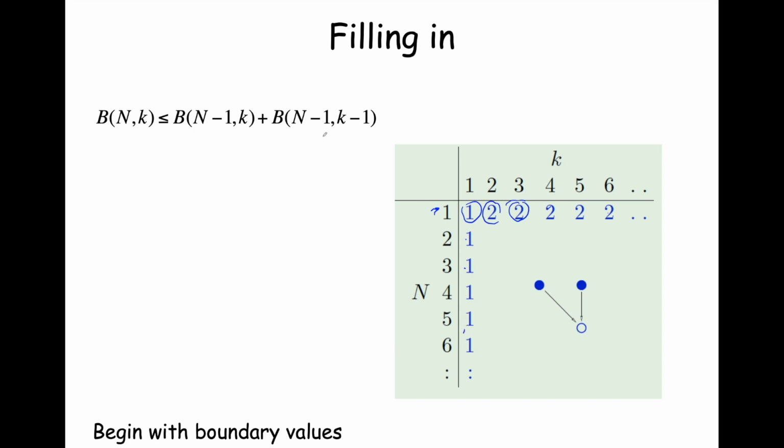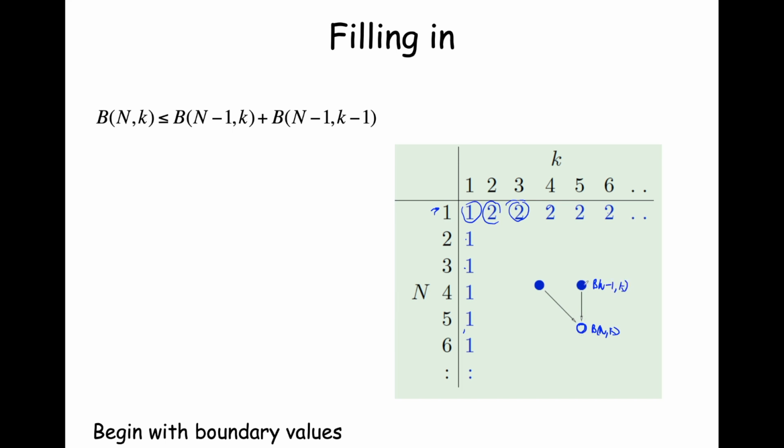Now if we look at this recursion, the b of n minus 1 and k, well, if we look at the position of n, for a particular value of n and k, if we go up in the rows, that's n minus 1, and if we stay in the same column, that's k. So if this particular value is b of n comma k, if we go up in our table, that's reducing n by 1, so that would be b of n minus 1 comma k.